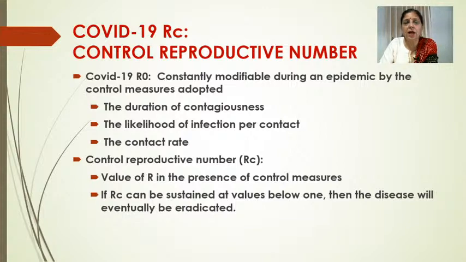Now another number is the RC number, that is the COVID-19 control reproductive number. COVID-19 R0 is constantly modifiable during an epidemic by the control measures, that is, the duration of contagiousness, the likelihood of infection per contact, or the contact rate. The control reproductive number, the RC number, shows the effect of the control measures. So if the RC number can be maintained below 1, that means the disease will eventually be eradicated. And that is our focus in COVID-19, that we are trying to maintain the control reproductive number, the RC number, below 1.